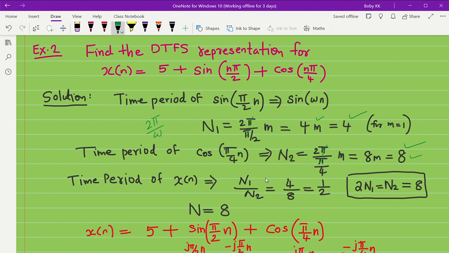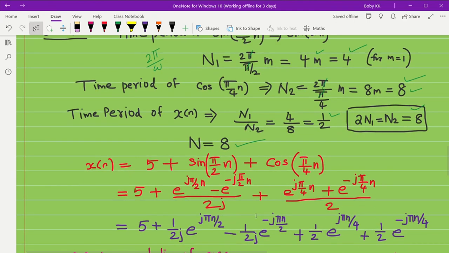Now let us find the overall time period of the signal. For that, let us consider N1 by N2, which is equal to 4 by 8, which is equal to 1 by 2. Cross multiplying, 2 times N1 is equal to N2. N2 is equal to 8, and 2 times N1, 2 into 4, is also equal to 8. So the overall time period of the signal is obtained as 8. Here N is equal to 8.